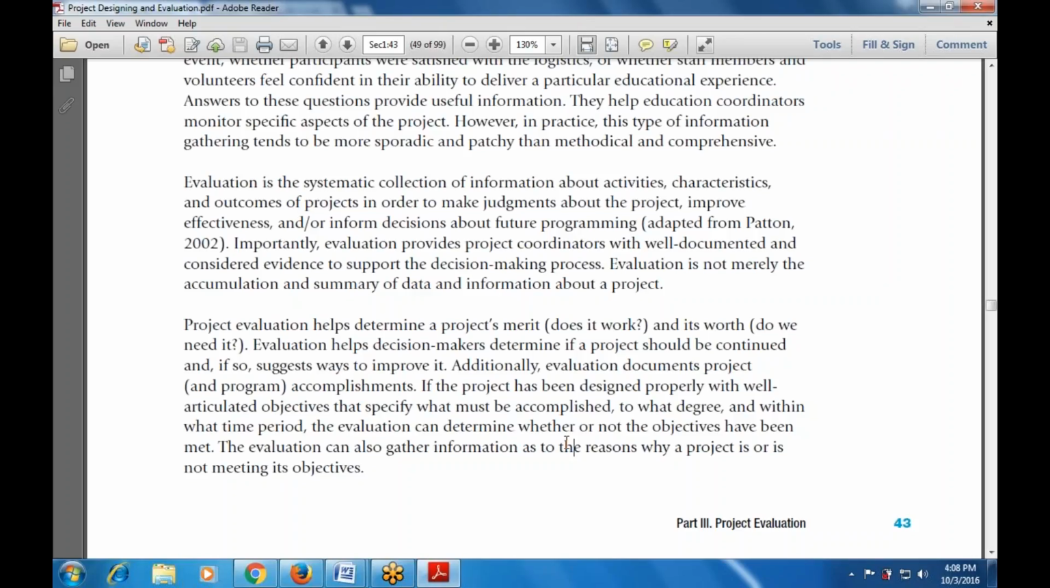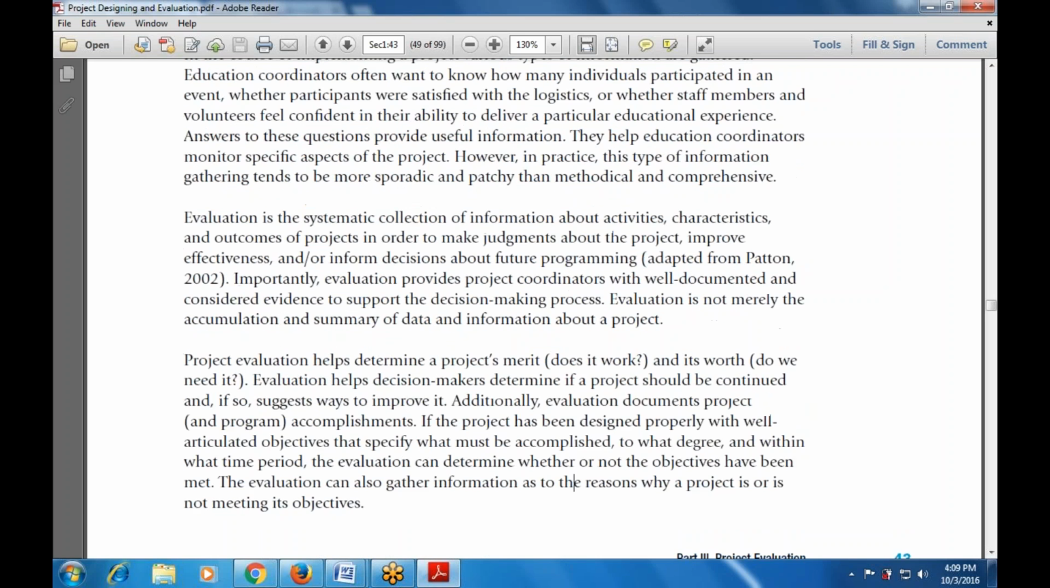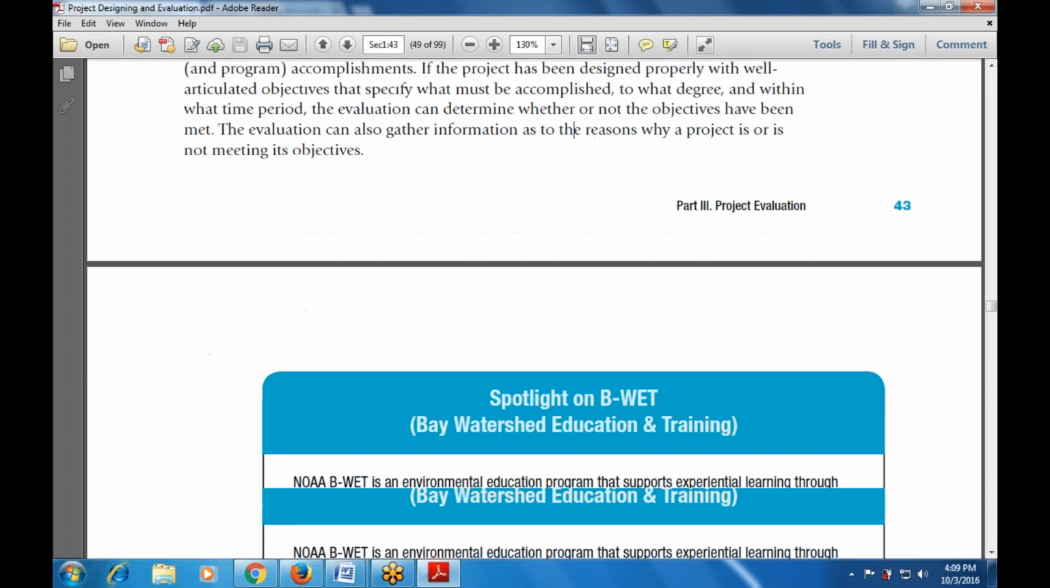Evaluation can also gather information as to the reasons why a project is or is not meeting the objectives. So why are you not meeting the objective? What is the main criteria for gathering the requirement? Why are we going to gather the requirement? What is the main benefit of meeting the objectives and the requirements? That is the project evaluation.